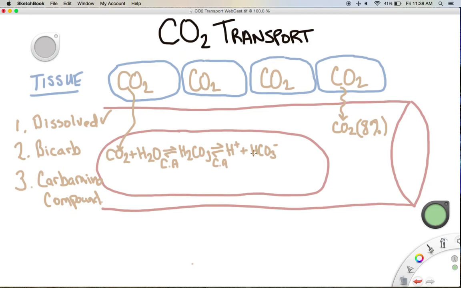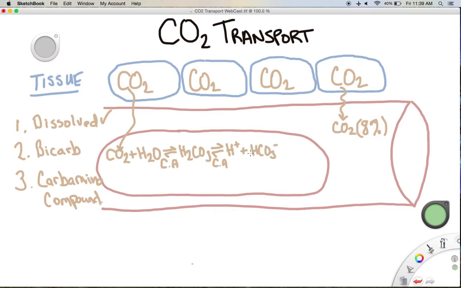This bicarb then, because of the speed of the reaction, the hydrolysis reaction based on this catalyst, is going to produce a lot of bicarb. So all these molecules, or 80% of these molecules, can come in and get dealt with through this mechanism, and we can transport a lot of CO2 in the form of bicarb. And it's one of the main purposes because of this assistance of carbonic anhydrase.